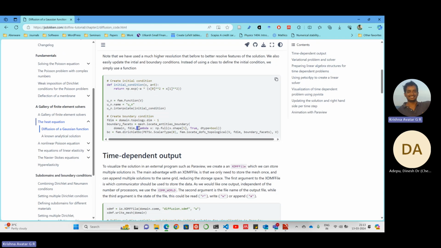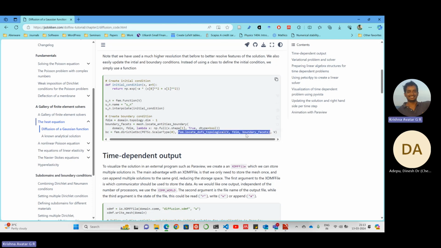And then we are defining this anonymous function here, which just tries to populate this boundary facets with all those with x.shape 1, and then it just extracts all the boundary facets. Now we apply Dirichlet boundary conditions, and as per the Dirichlet boundary conditions, we are going to apply a value 0. So PETSc.ScalarType(0) here. So 0 is the argument here. So we are applying a value of 0 to all those degrees of freedom which are on the boundaries. So this is what this command does here.